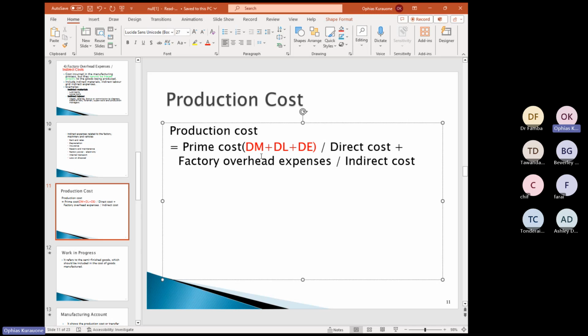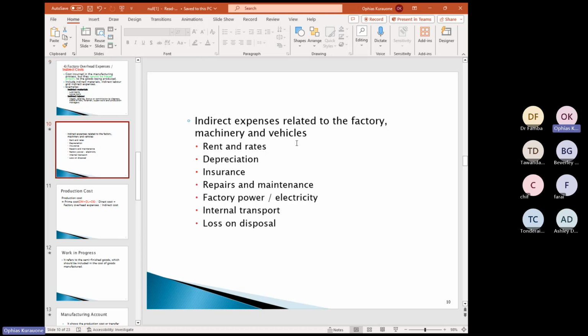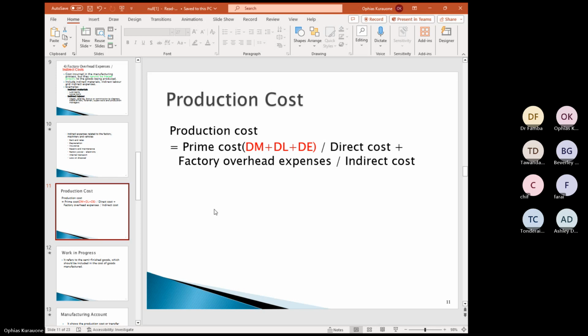Then we have plus factory overhead expenses. Examples are indirect overhead expenses like lubricants, loose tools, indirect labor, and so on. These are factory overhead expenses related to the factory, machinery, and vehicles, because you use machinery to produce goods and services, and you need vehicles to transport those goods and maybe the raw materials. So that is our production cost. It's made of prime cost plus factory overhead expenses. Prime cost can be called direct cost, and the overhead expenses can be called indirect cost.